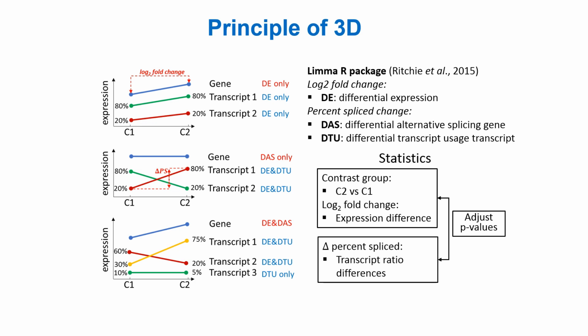In the third plot, the gene has expression change, transcripts 1 and 2 have expression and spliced percentage changes, so the gene is DE and DAS gene and the transcripts 1 and 2 are DE and DTU transcripts. Transcript 3 is a special case. It only has spliced percentage change, so it is a DTU only transcript. The 3D analysis is based on the limma R package. Different statistics such as adjusted p-value, log2 fold change, and delta PS are used to generate significant results.